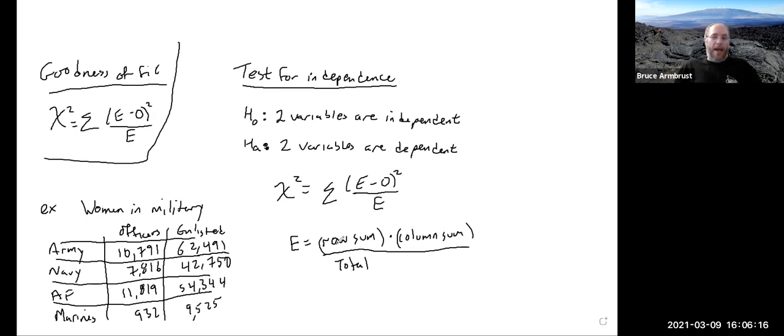Okay, now this is why we're going to want to use matrices, because I just want you to think about what we'd have to do to calculate the E's. Let's just say we're going to calculate one of them. Let's calculate the E for Marine officers, so that's just for this one right there. Here's what we'd have to do. We'd have to first take the row sum. So that's going to be 932 plus 9525.